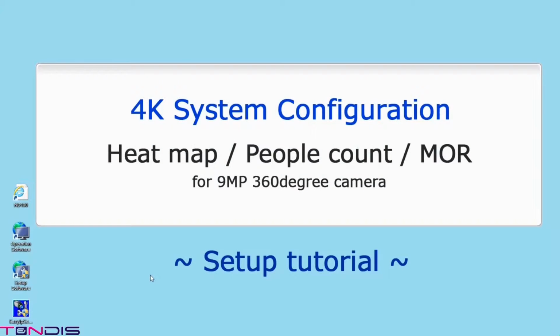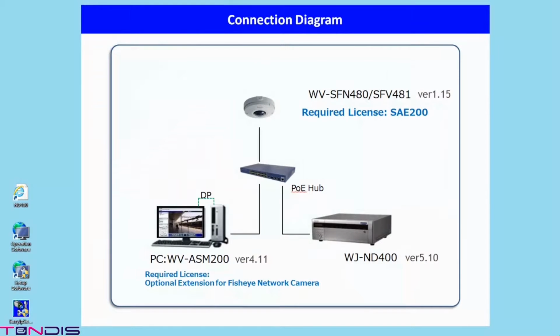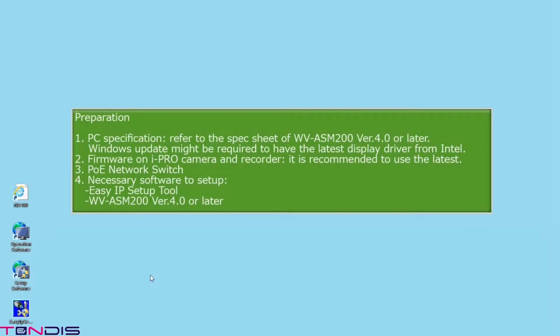4K system configuration. Let's set up the heat map, people count and MOR moving object removal function. This is the connection diagram for realizing the functions. For the PC specification, refer to the spec sheet of WV-SFN480.